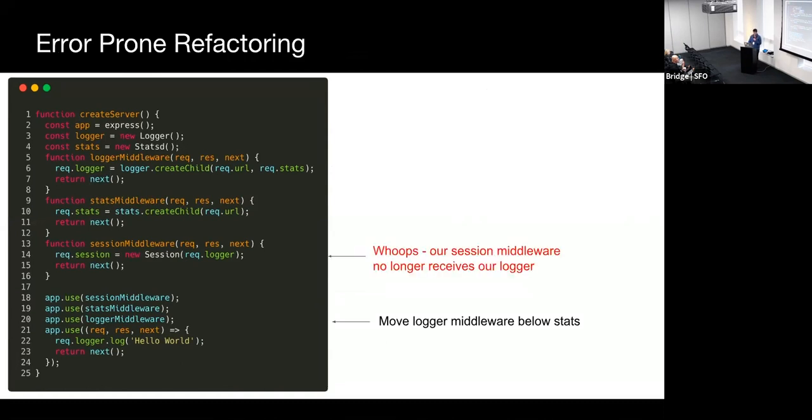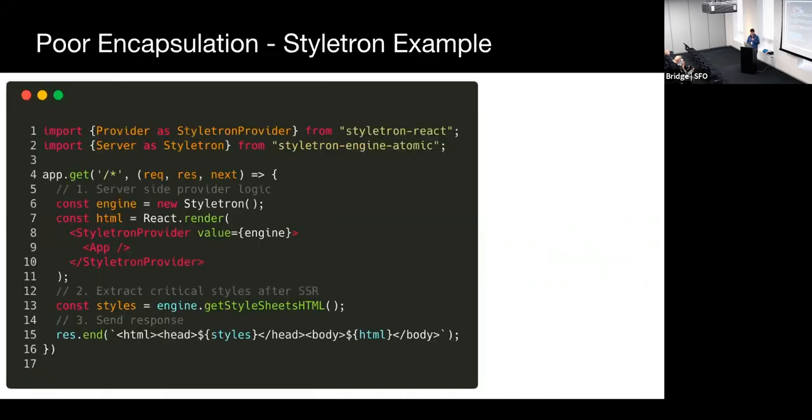But this causes a bug separately in our application because now our session middleware does not have access to our logger. So you basically end up with this spaghetti of implicit dependencies between your middlewares, and any refactoring and reordering can cause bugs at runtime, and it's really difficult to find these.